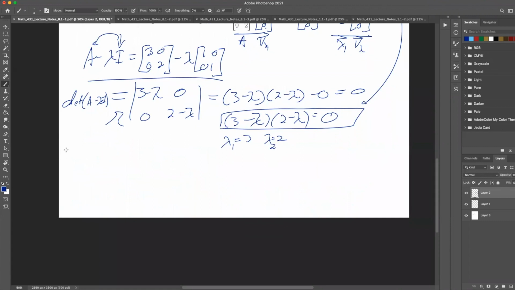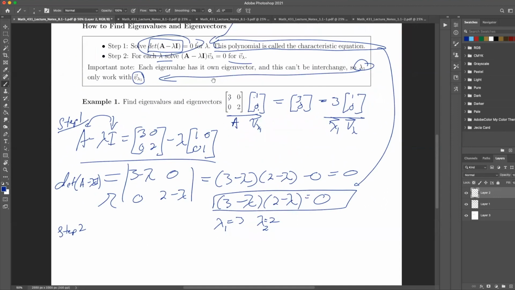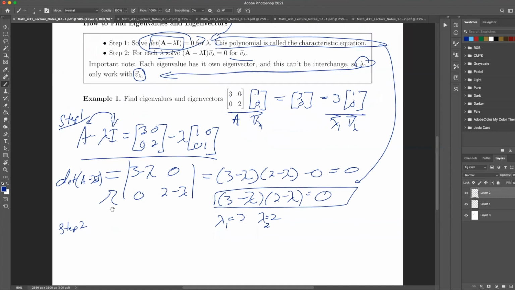So now that we've chosen them, this was step 1. Step 1 was to find our eigenvalues. So we find the determinant of this, set it equal to 0, and find the roots, which we got here. So that's step 1. Step 2 is we're going to solve this equation for each lambda. So let's go ahead and do that.